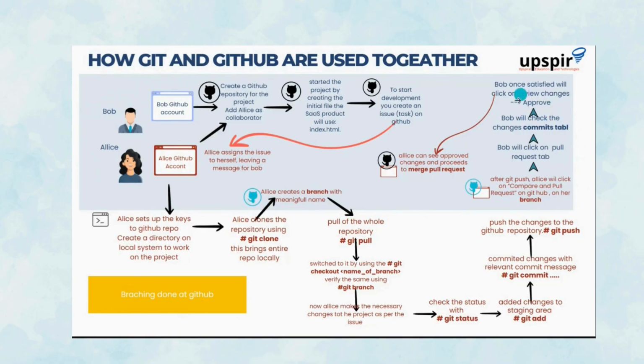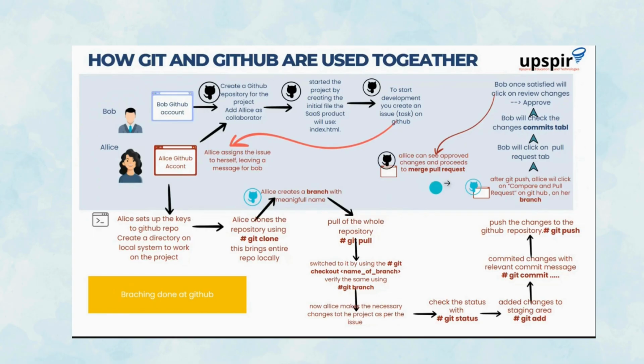Now one thing more is that here we have taken an example that Bob is checking all these things on GitHub itself. Another scenario can be where Bob actually pulls the changes to his own local directory and checks them there. So that scenario can also be there. Bob, once satisfied, will click on review changes and approve. There is an option of review changes and he will approve it.